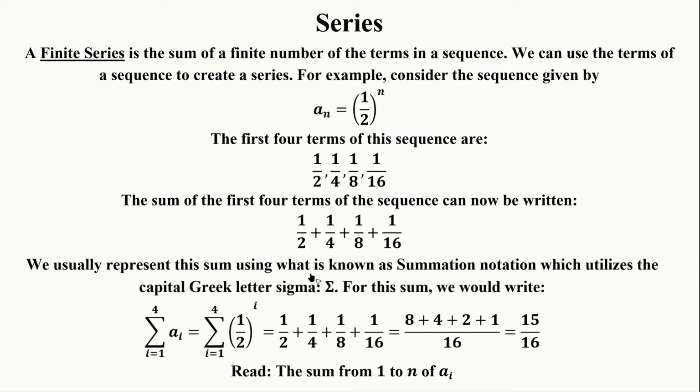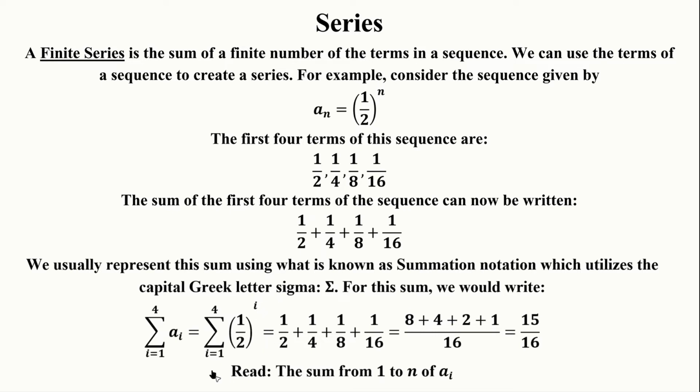So we usually represent this sum using what is known as summation notation, which utilizes the capital Greek letter sigma, shown here. For this particular sum, we would write this. The way you would read this is as follows: the sum from I equals 1 to 4 of ai. This I here is called the index of summation, right? Or the summation index. So that means the sum from I equals 1 to 4 of, remember our sequence is 1/2 to the n, so we just write 1/2 to the I.